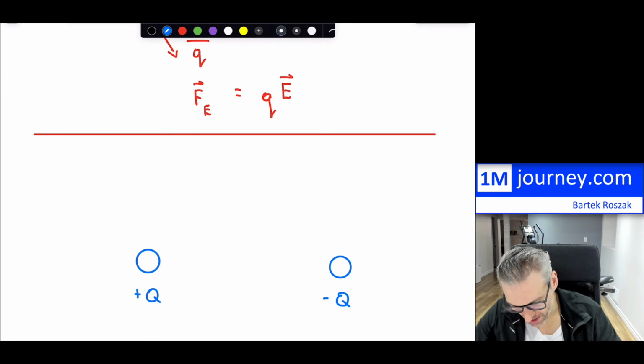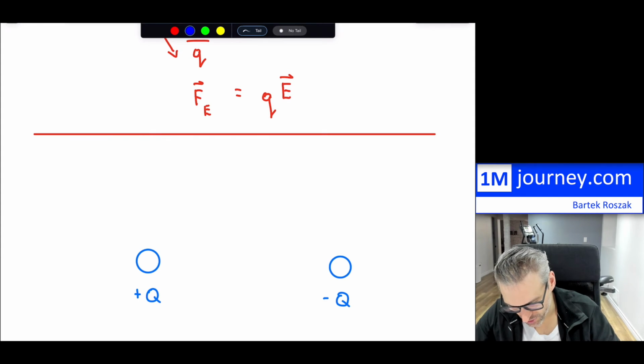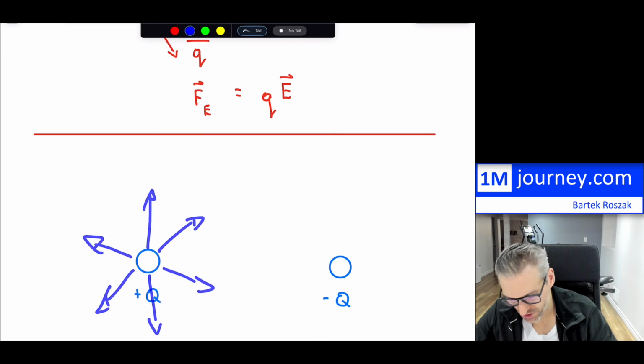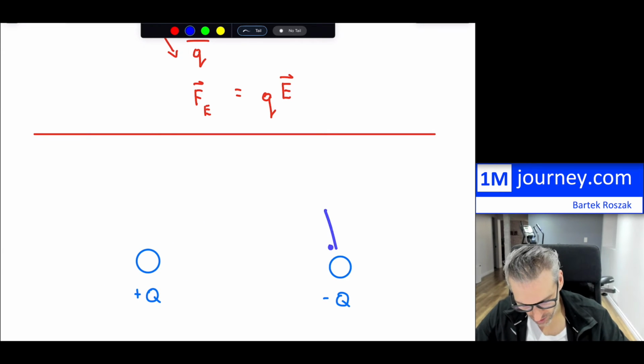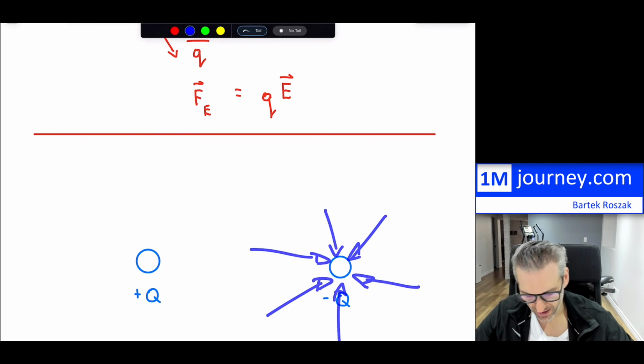And as you can see here, I'm going to start sketching this out instead of just drawing really nice ones. If this was here alone, then the electric field would have been pointing outwards at any point, right? Because we have a positive test charge. If the negative one was alone, then the electric field would have been pointing inwards. It would be trying to suck it into that negative charge.